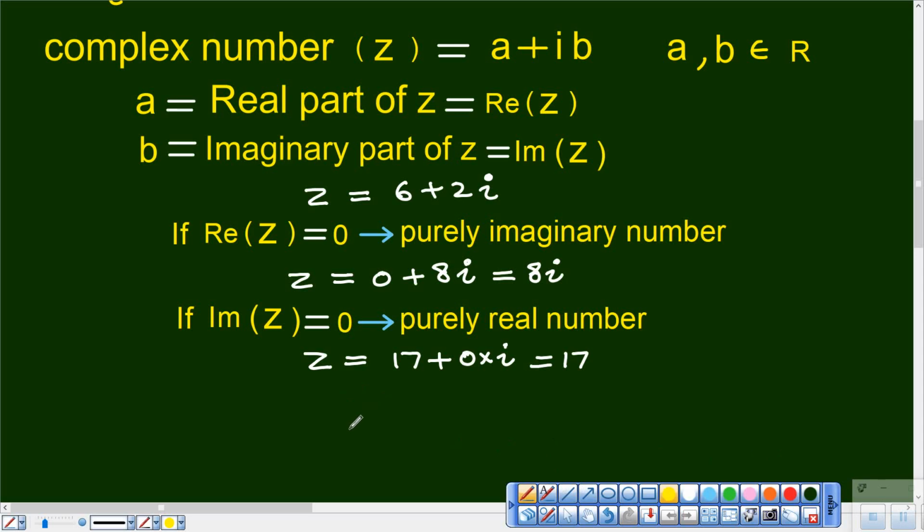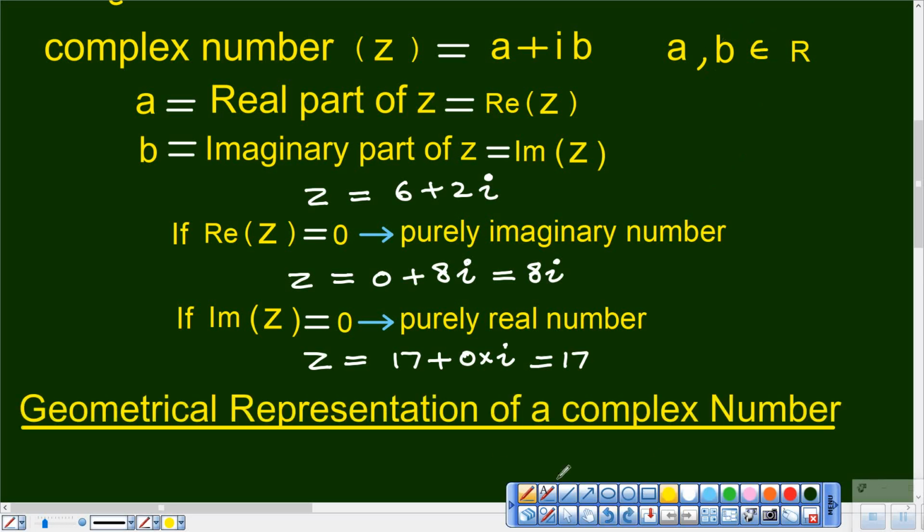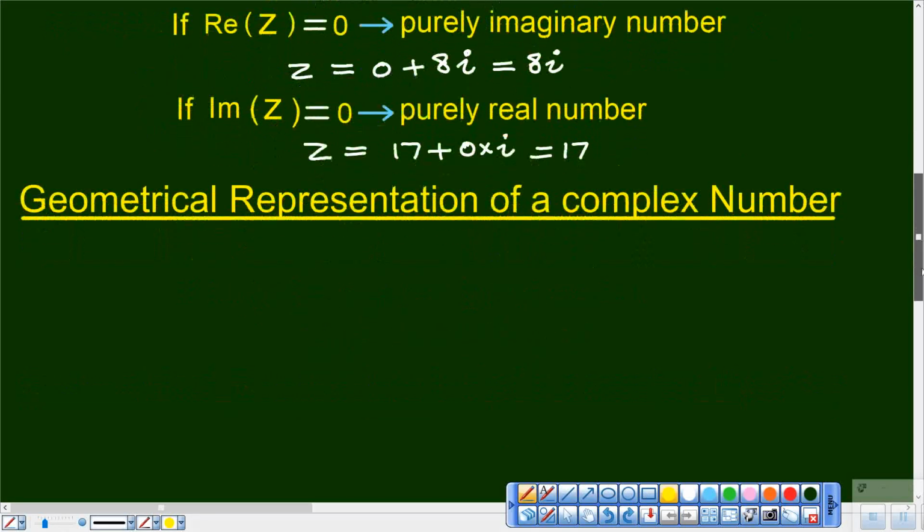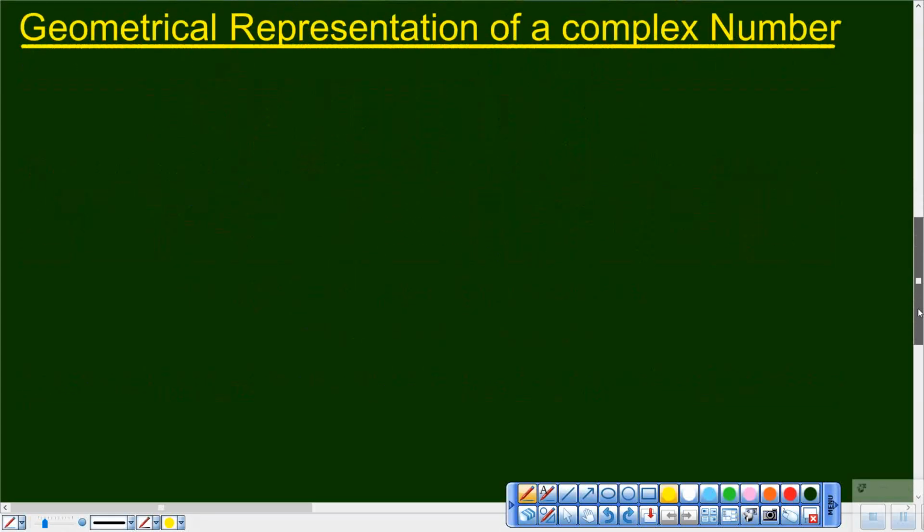Well, in earlier classes, we have seen that real numbers can be shown on a line, right? In a similar manner, a complex number can also be shown geometrically. But here we require two-dimensional space because it is a pair of real numbers. So, geometrical representation of a complex number. Let us say that we have a complex number a plus ib and I want to represent it geometrically. So we need two lines, rather two axes.